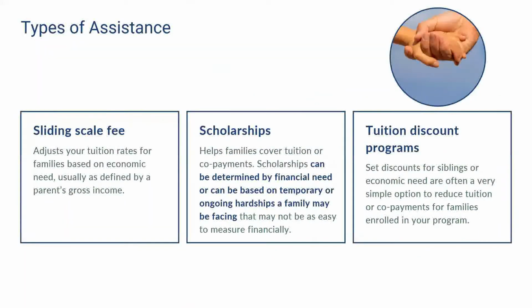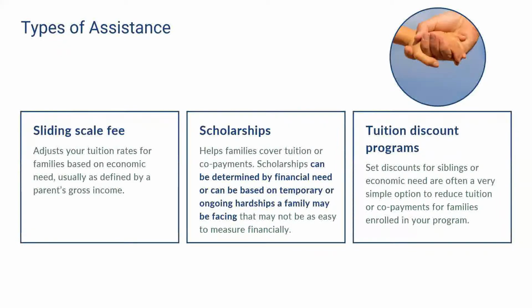So let's go over the types of assistance. There are 3 types of financial assistance that are typically offered to families. That is a sliding scale fee, scholarships, and discounts for economic need or multiple children enrolled in care, also known as a sibling discount. So let's go one by one.